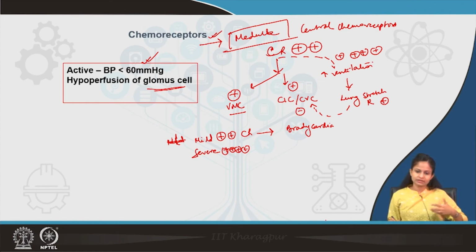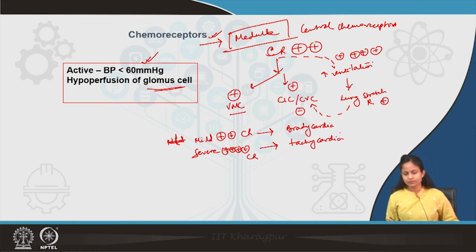So, when I am inhibiting the cardiac inhibitory center or vagal center, that means there is parasympathetic withdrawal happening, which means the heart rate will increase. So, severe stimulation of chemoreceptors will cause tachycardia. This you have to remember, and this is one of the pathways where lung stretch receptors are inhibiting the cardiac inhibitory center, causing an increase in the heart rate. This is one of the mechanisms seen in sinus arrhythmia, that is physiological sinus arrhythmia. So, this is the role of the chemoreceptors.